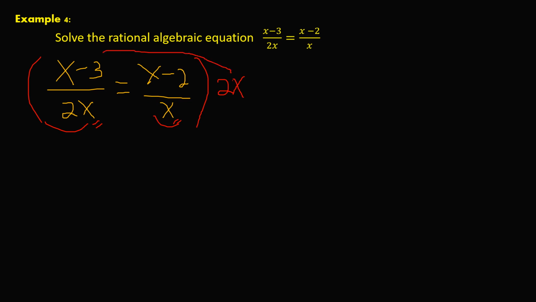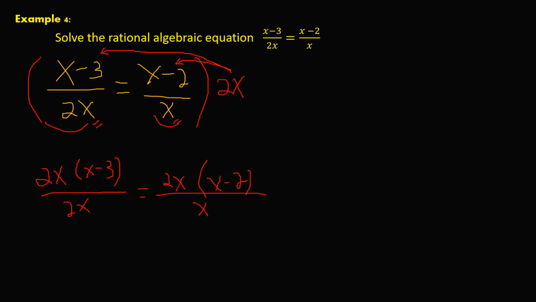So then just multiply the LCD to all the terms inside the parentheses. You have 2x times x minus 3 all over 2x equals 2x times x minus 2 all over x.